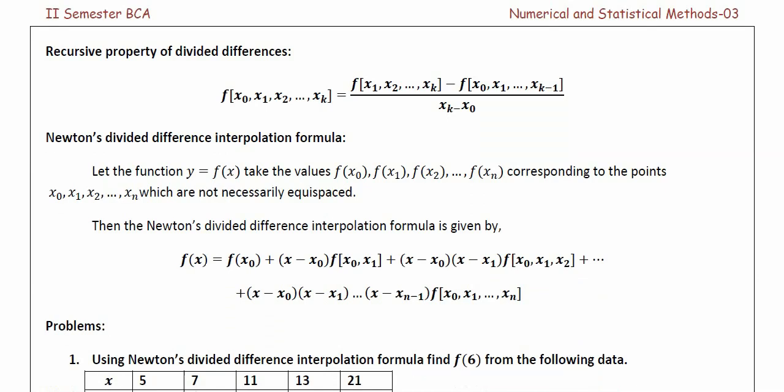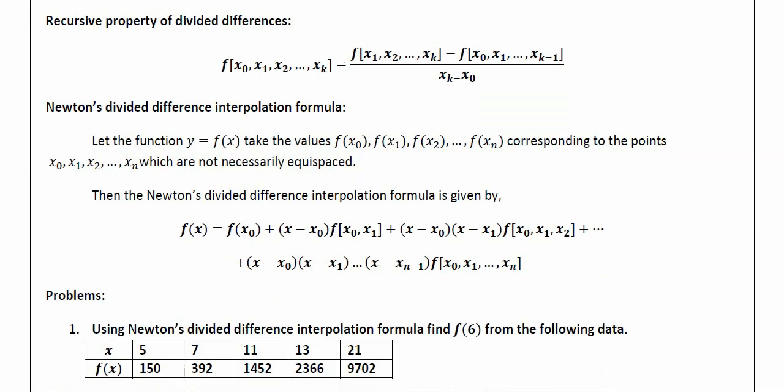Keeping all this now, we define an interpolation formula which we call as the Newton's divided difference interpolation formula. Okay, so let me take a function y is equal to f of x, which takes the values f of x0, f of x1, f of x2 to f of xn corresponding to the points x0 x1 x2 to xn, which are not necessarily equispaced. ಇದರ ಬಗ್ಗೆ ನಾವು ಮಾತಾಡಿದ್ದೀವಿ. We can take the points which are not necessarily equispaced, ಹಾಗಾಗಿ ಹೆಚ್ಚಿನ ಕಾನ್ಸೆಪ್ಟ್ ಇಲ್ಲಿ ಬರೋದೇ ಇಲ್ಲ ನಮಗೆ. Then the Newton's divided difference interpolation formula is given by, this is the interpolation formula.